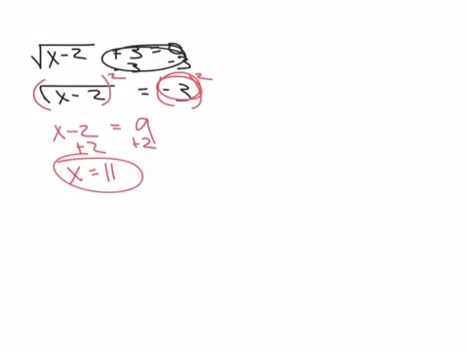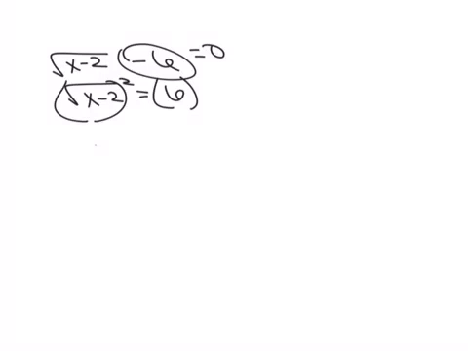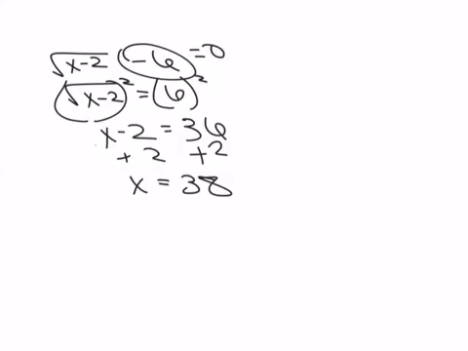Not too terribly difficult. Let's try another one. Let's look at 108.2. Exact same format, nothing different. Square root of x minus 2 minus 6 equals 0. Okay, isolate the radical. Get that negative 6 on the other side, so you add it to both sides. Then you square both sides, and you get x minus 2 with no radical sign or exponent. Add 2, and you get x equals 38. Pretty quick and painless there.